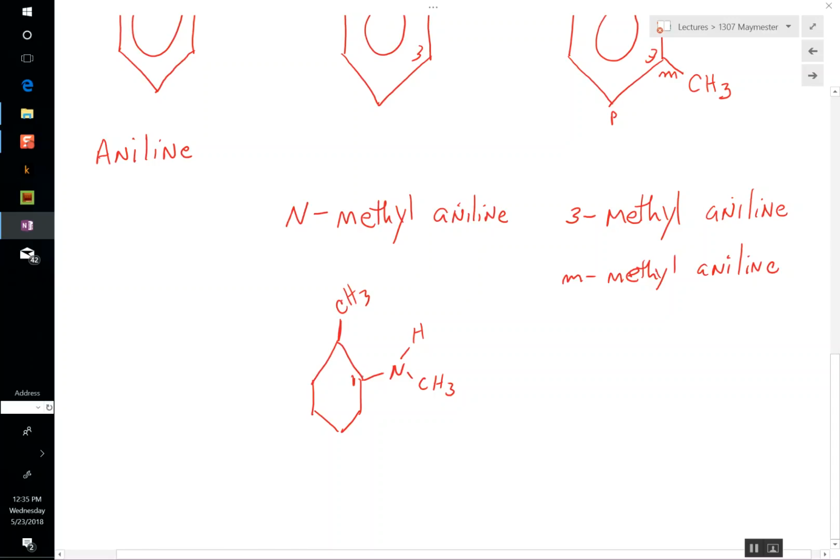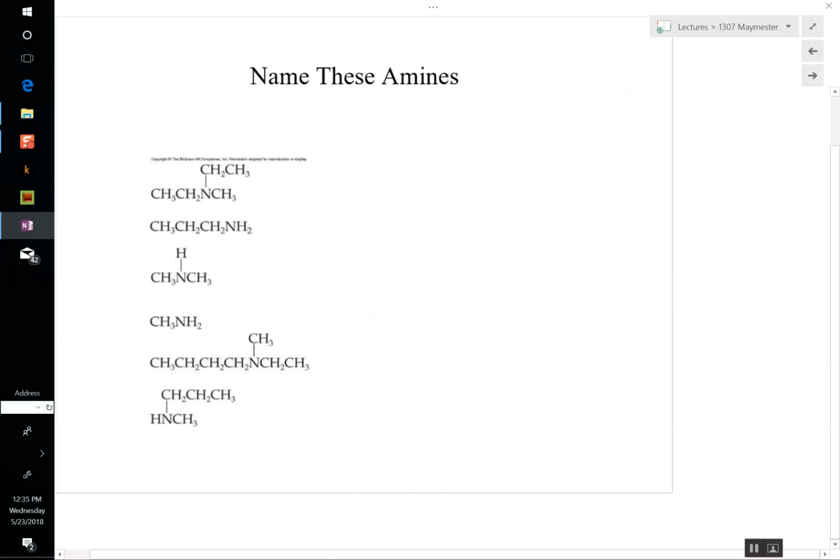Yeah, the carbon number 1 is the one that carries the nitrogen, because we're going to name this aniline. And what is aniline? Aniline is a benzene ring with a nitrogen on it, and wherever that is attached will be carbon 1. Good questions. Okay, now let's go back and name these amines. We classified these a minute ago. Let's name them.